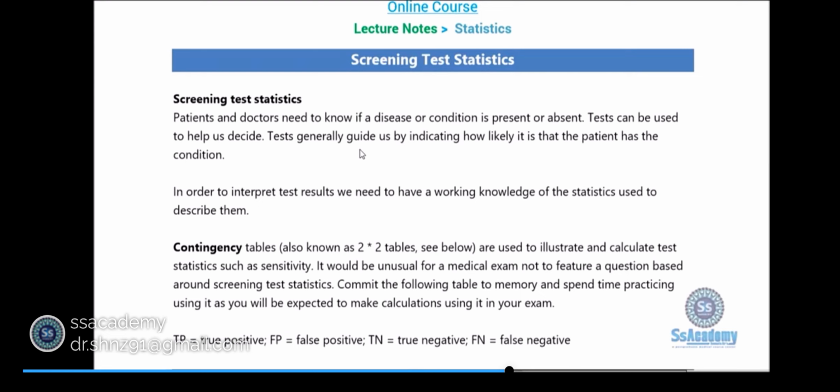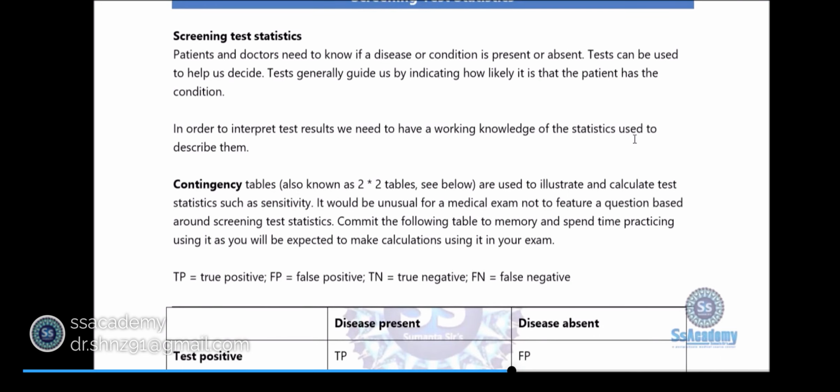So we need to do the screening test. We need to diagnose, including the diagnosis, and sometimes we need to exclude the diagnosis. So that's why we do the screening test, and these statistics we need to know very well. In order to interpret the test results, we need to have a working knowledge of the statistics used to describe them.